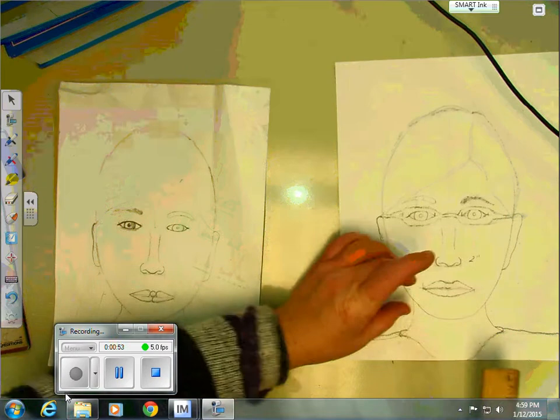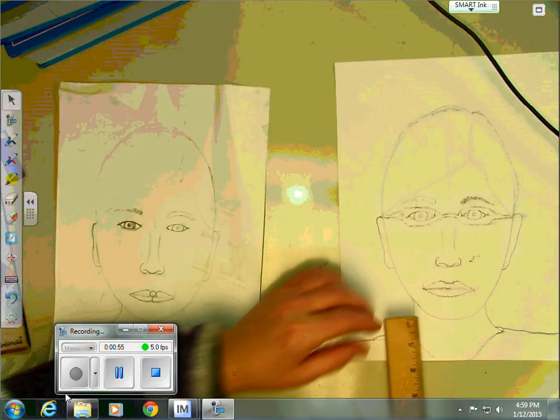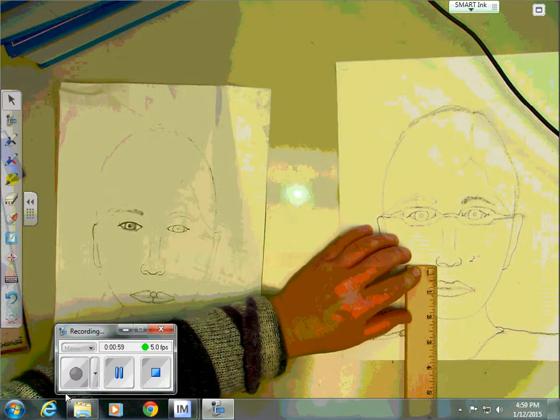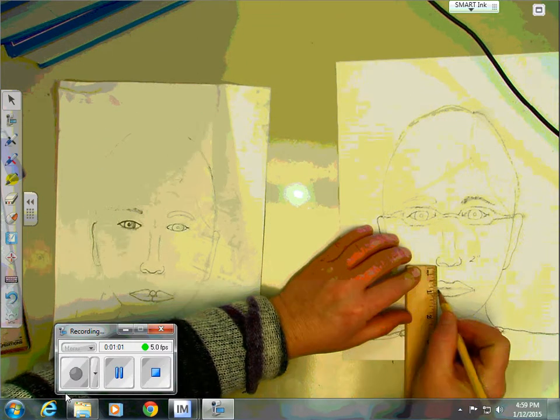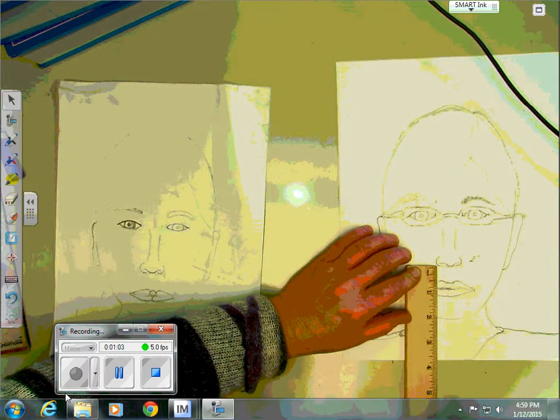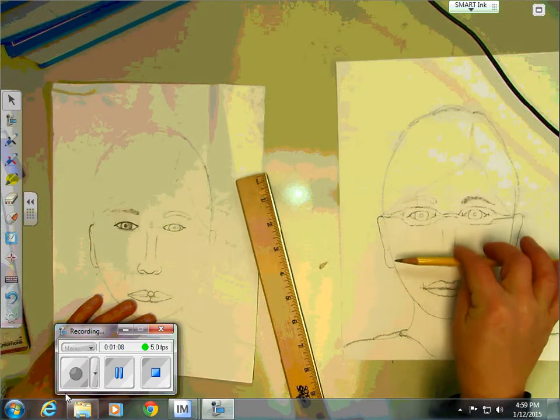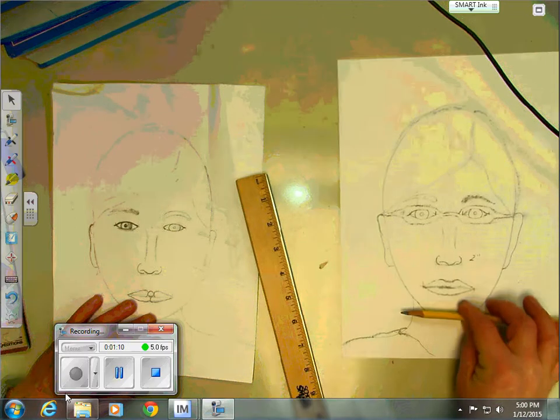Well, the mouth is actually halfway from the nose to the chin, and that's a general rule for portraiture. So again, if we measure from the nose to the chin, it's 2 inches, which means at 1 inch, you're going to put the line for the mouth. All right, and that tells you where to place these as you go down on the portrait.